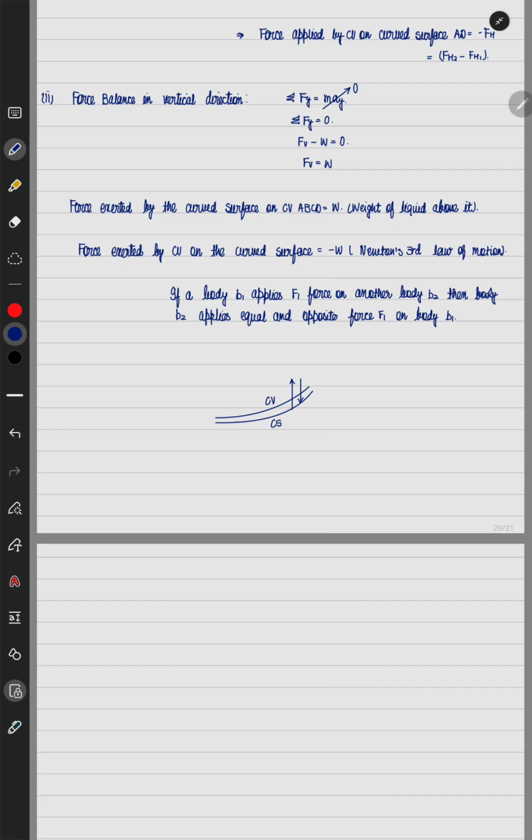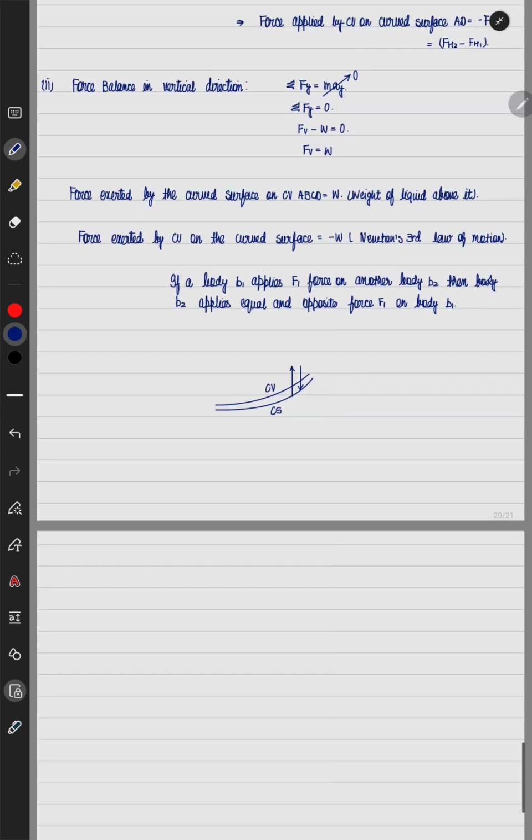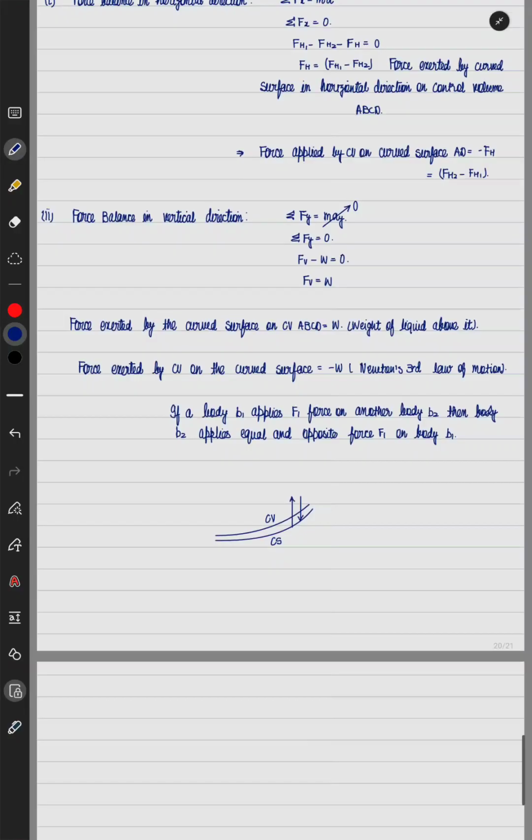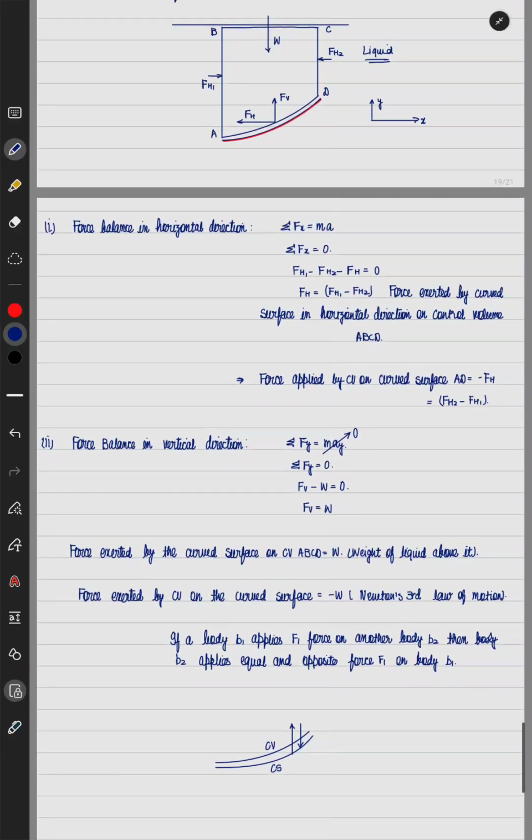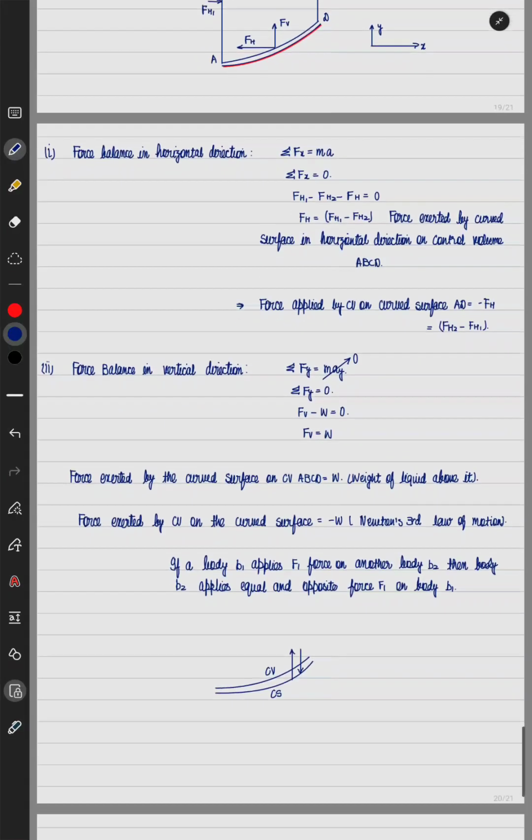So the force acted by the curved surface acts on the control volume, and the force acted by the control volume acts on the curved surface. They are not acting on the same body, therefore they do not cancel with each other. The force is applied by one body on a different body, and the second body applies a force on the first body. So by Newton's law of motion we can conclude that if the control volume experiences a force of W, then the force experienced by the curved surface is given by minus W.